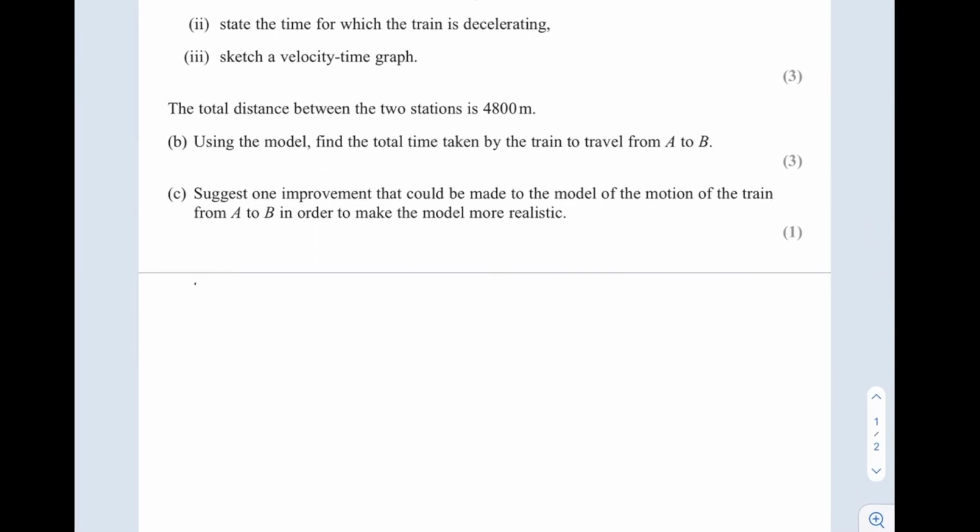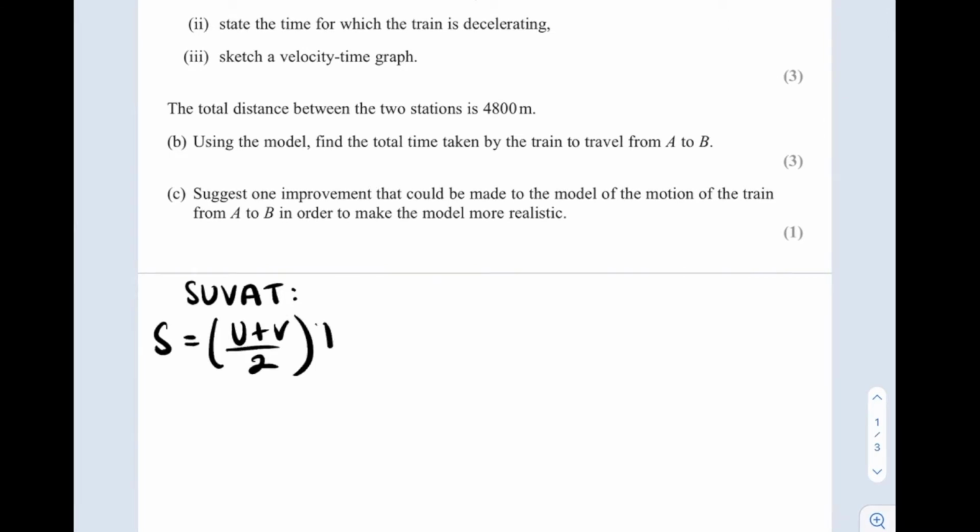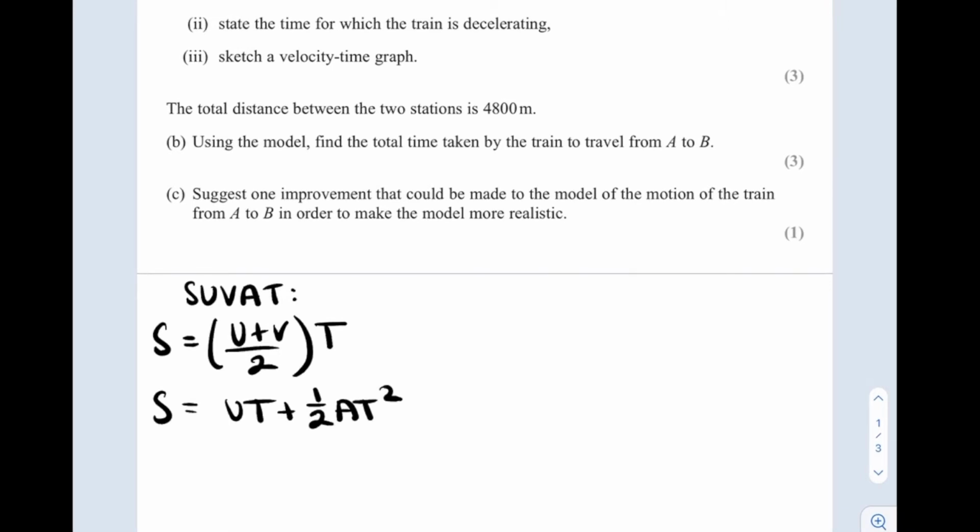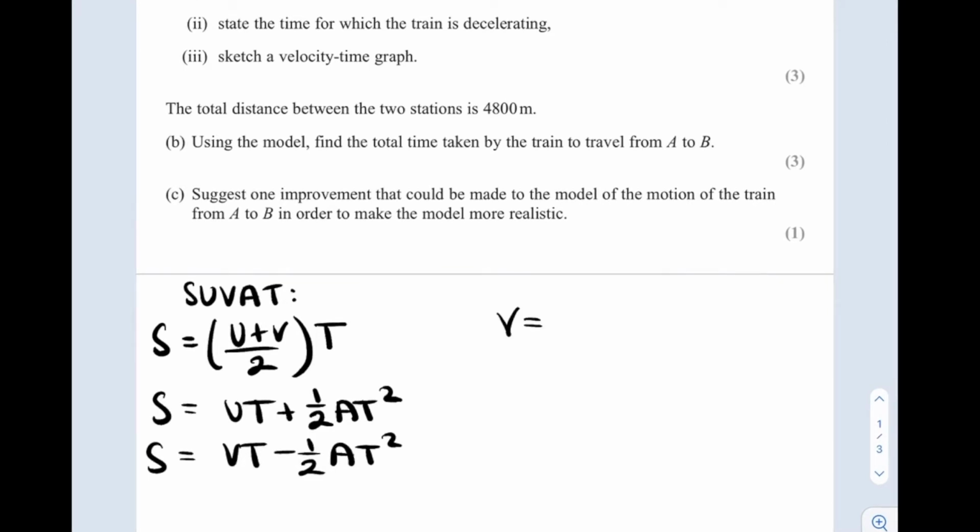So my SUVAT equations are, we'll start with the S ones. S is (u plus v) over 2 times t, where S is displacement, u is initial velocity, v is final velocity, t is time. And then we've got other equations where instead of v in this one, we've got a, acceleration, and instead of u, we've got v in this one. That last one there is not as recognised, but easy to remember since it's similar to the one above. So you might as well write them all down.